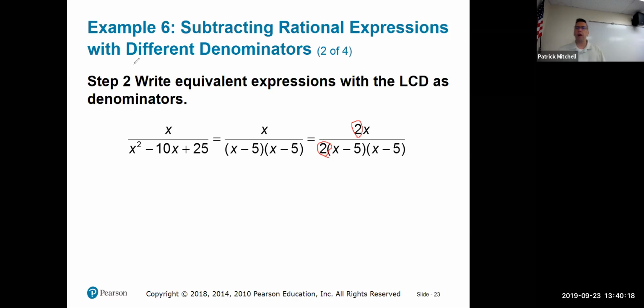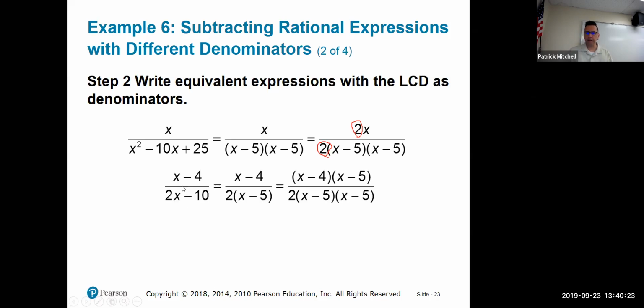So this 2 is a new factor. Okay. And the second expression, that was the x minus 4 over 2x minus 10. So after we factored that, we have the 2 and we have one factor x minus 5. We just need another one. So this x minus 5 that you see over here, that is a new factor that got multiplied on the top and the bottom.